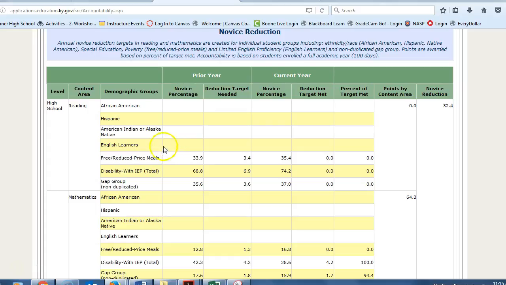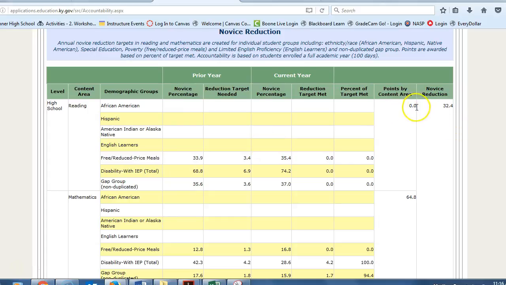Another piece is if you have an English learner that is on free and reduced and has an IEP, that English learner will be counted in the free and reduced, will be counted in the disability with IEP, and will be counted in the gap group one time. So that one student, their scores won't be counted for English learners simply because there's not enough. However, they will be counted in these other 3 groups.